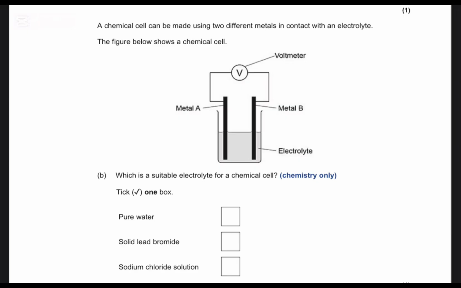Here's the next question. It says, a chemical cell can be made using two different metals in contact with an electrolyte. Which is a suitable electrolyte for a chemical cell? Is it pure water? Is it solid lead bromide? Is it sodium chloride solution? Now, mind you, the question says which is a suitable electrolyte for a chemical cell. The answer is sodium chloride solution.